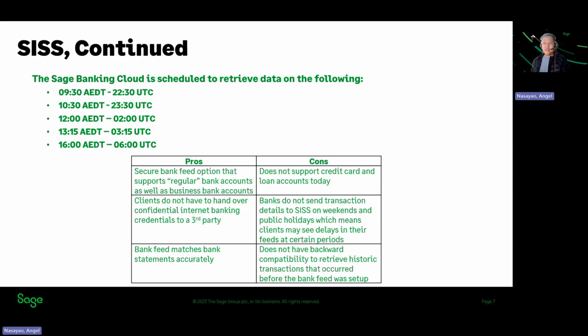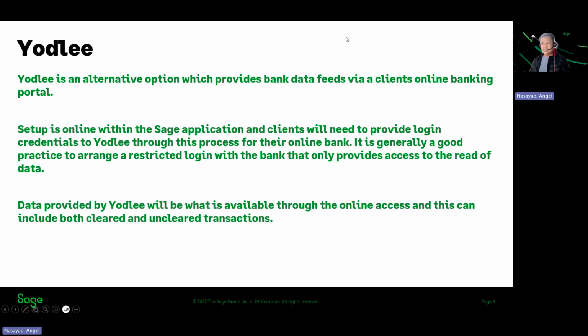All right, so another aggregator that is available in Australia as well is Yodlee. Yodlee is an alternative option which provides bank data feeds via a client's online banking portal. Setup is online within the Sage application, and clients will need to provide login credentials. This is the difference between Yodlee and SIS, because with Yodlee, you are sharing your login information. When you set up, it's actually asking for your login credentials, just like your online banking, wherein you provide your login details and the password, just in order to establish that connection with your online banking.